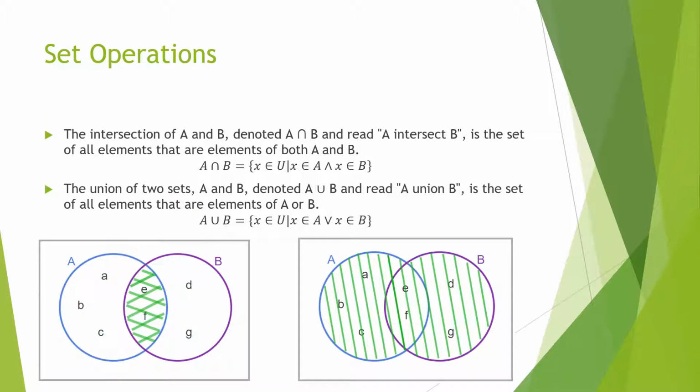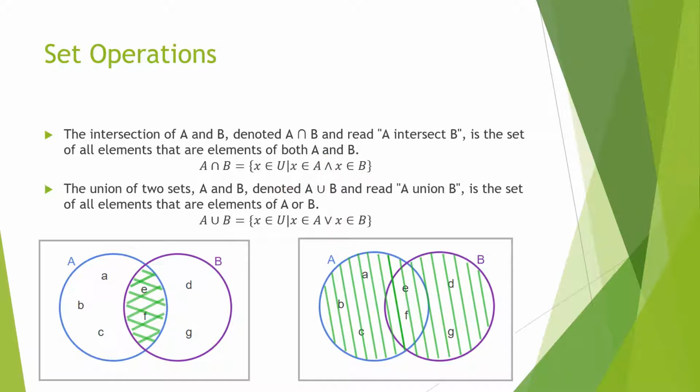Next, we define 5 different operations that can be applied to sets. The first operation is called intersection. The intersection of A and B, which is denoted by this symbol, you can read it as A intersect B, is the set of all elements that are elements of both A and B. So if you want to formally define it using set builder notation, you can say the intersection of A and B is all the elements like X in the universal set such that X is in both A and B. So X is in A, logical AND, X is in B.